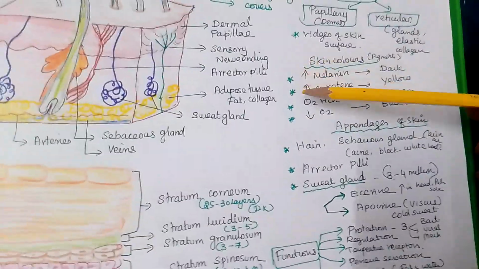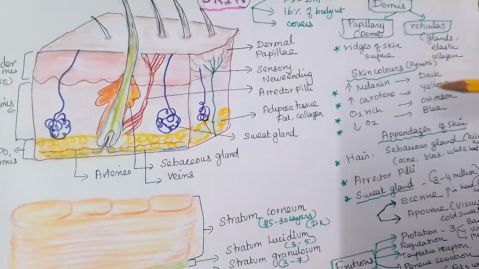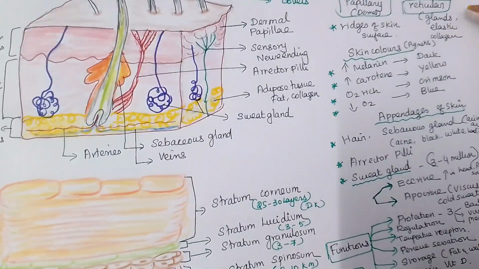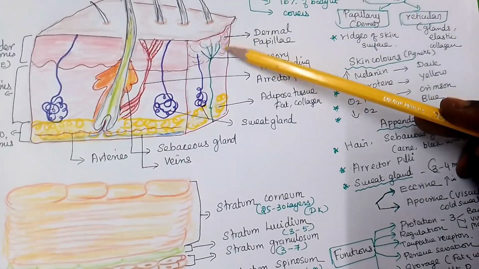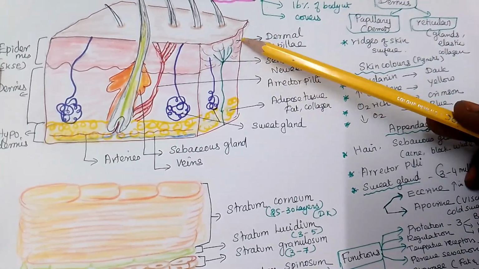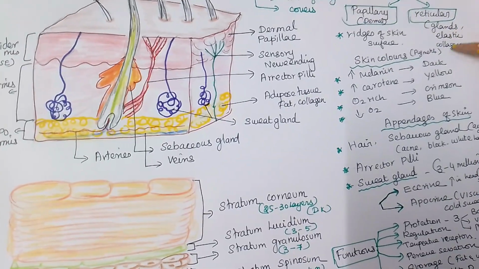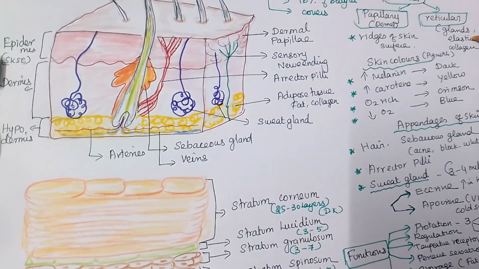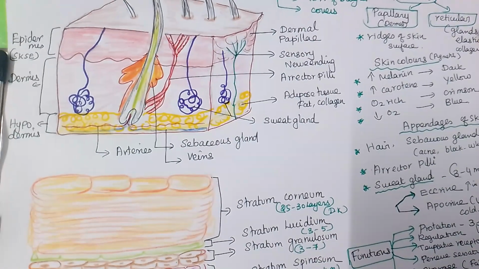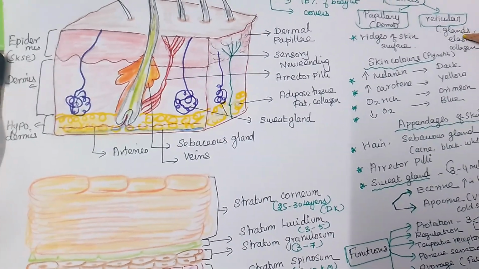Next we will go to the dermis. Understand? The dermis has two parts, the dermal papillary layer and the reticular area. This reticular area is made up of elastic and collagen fibers. Most of the glands are present in this area.